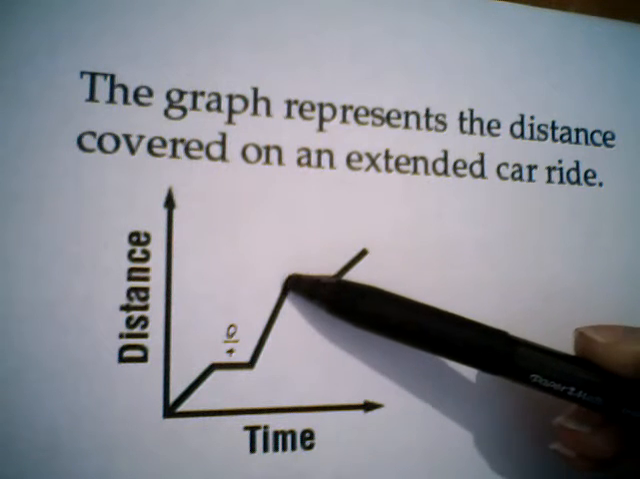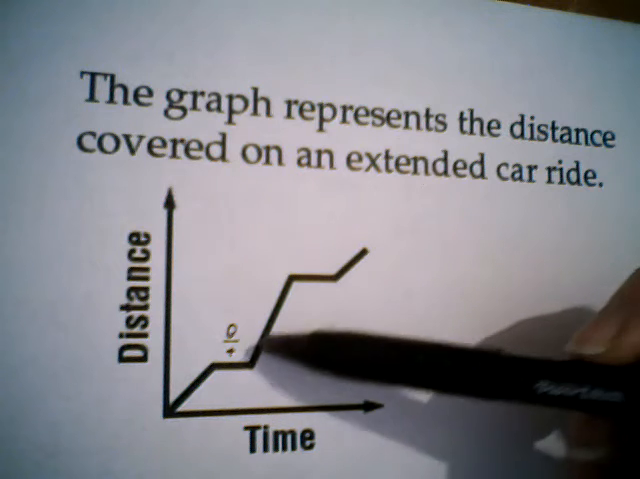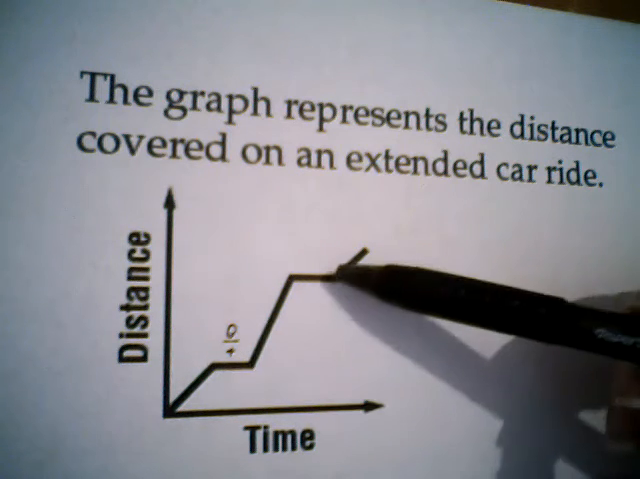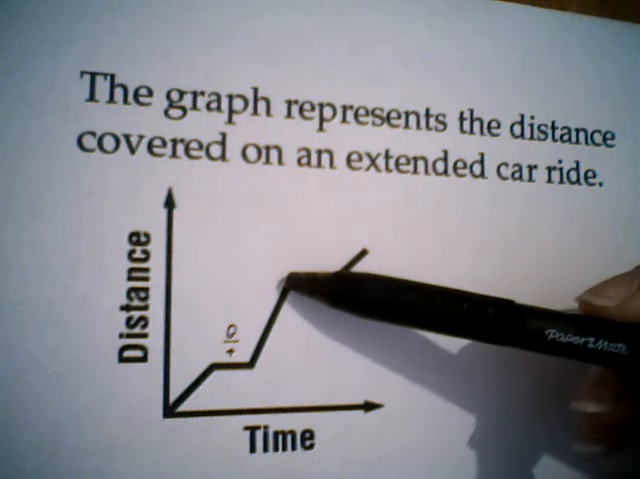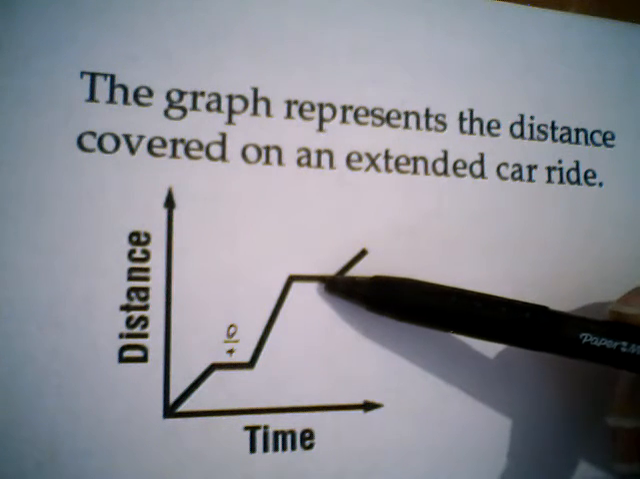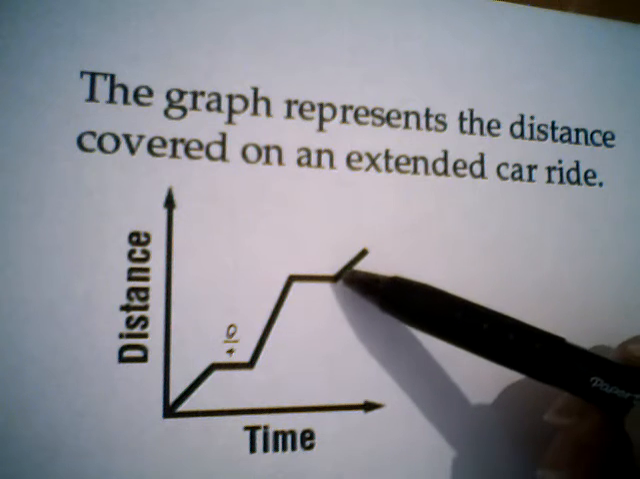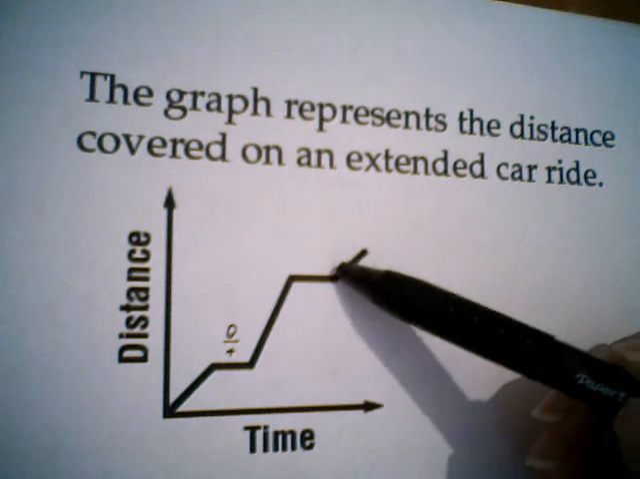Once again, we reach a horizontal line. This is once again a stopped position. Our horizontal lines, when we talk about distance over time, means we are stopped. So we stop again. Maybe this time we stopped for dinner. And then we continued on again at this same initial speed.